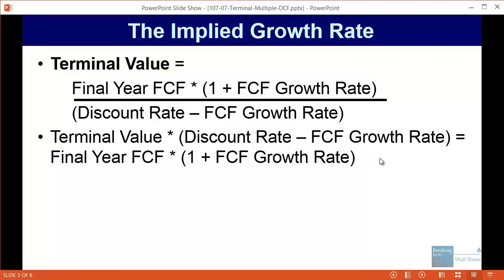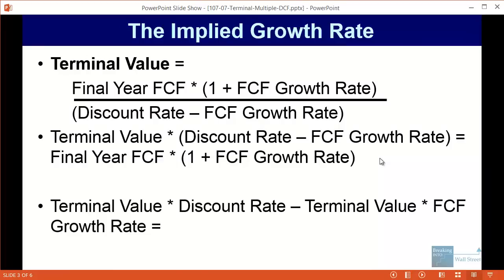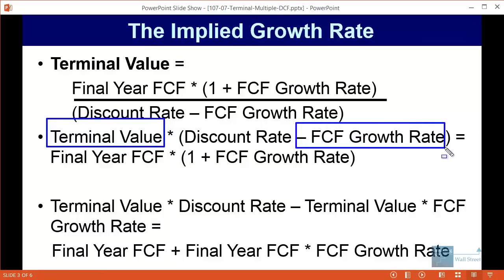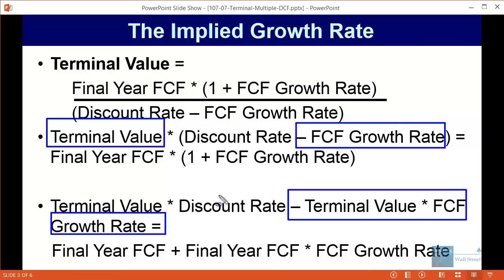So we have that, but we still have growth rates that are on different sides of the equation here. So the next thing that you can do is separate out the terms like this. You can just multiply everything across and carry through that multiplication operator. When you do that, you get terminal value times the discount rate for the first term here. And then for the second term, you multiply the terminal value times the negative free cash flow growth rate. So you get minus terminal value times free cash flow growth rate for the second term in this equation.